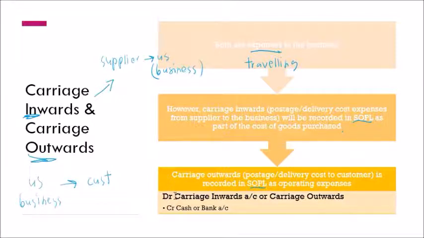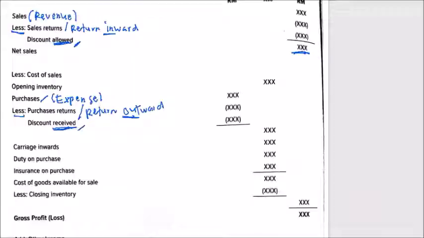So they are put on the debit side, since expenses increase on the debit side. So it is reduced by cash or bank account, which are put on the credit side. So that's all. So let's look at the statement of profit or loss.